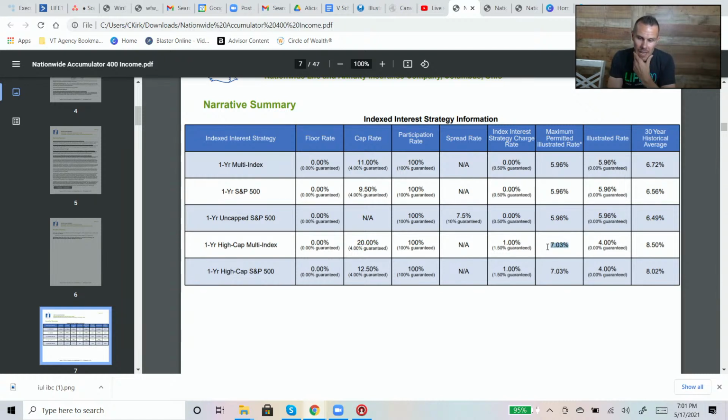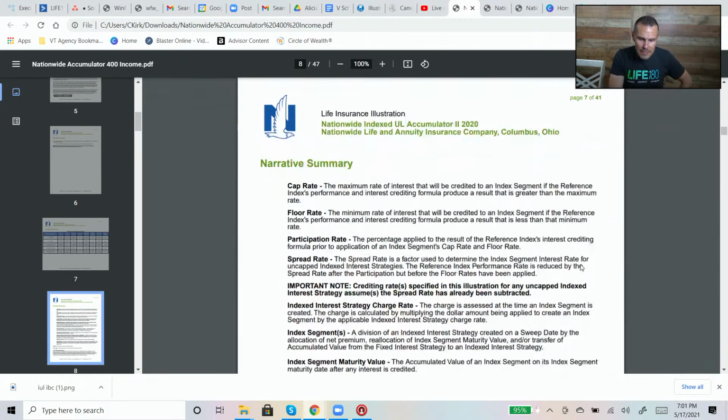7.03% is the maximum allowed to illustrate that agents are, according to AG 49, Rule AG 49. It limits the amount actuarially that agents can illustrate these policies at. And so from that perspective, I think you'll understand when I come through this why that is too high.